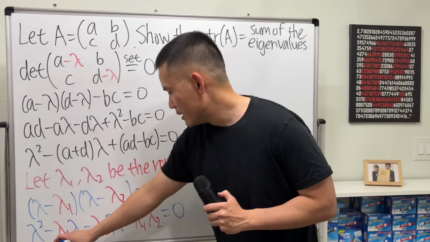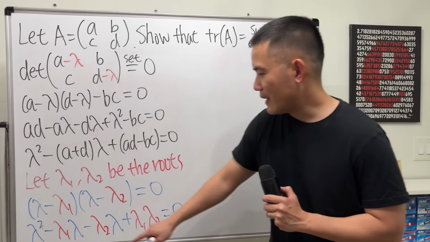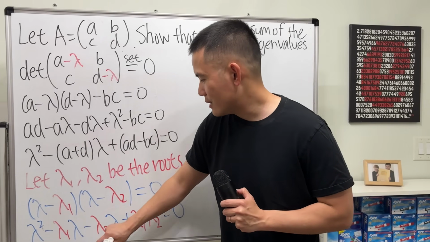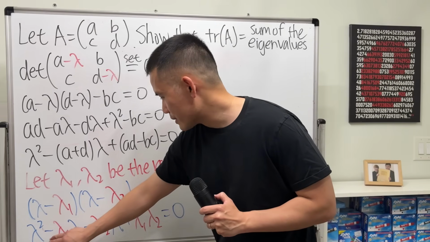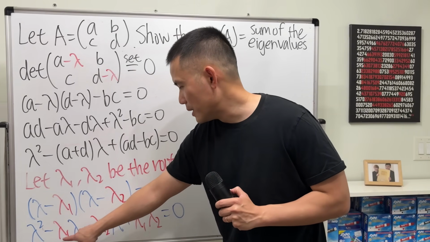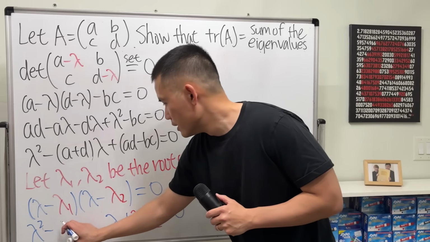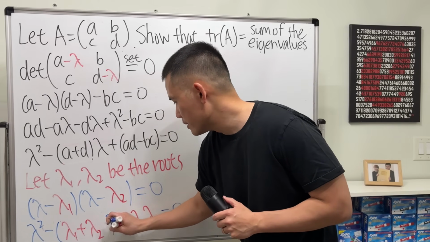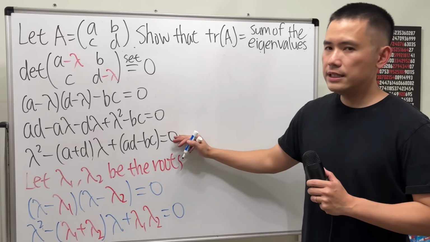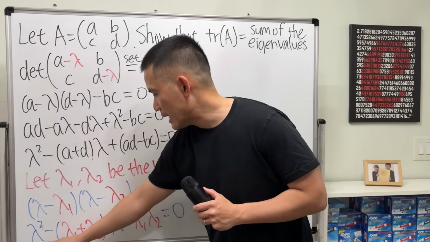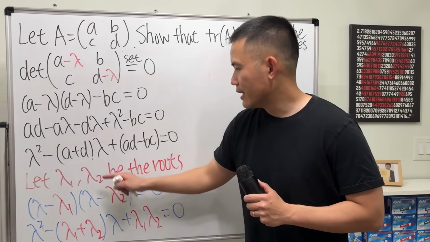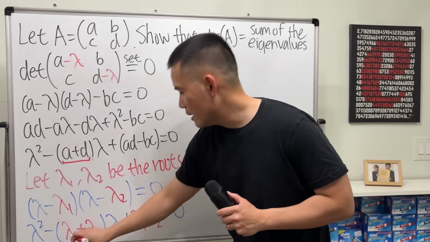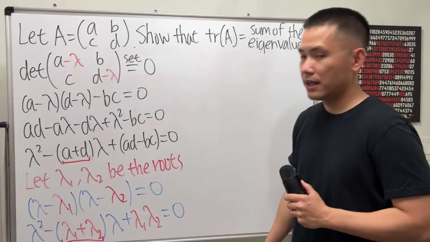And notice this right here, we can factor out the lambda and then put that in this form. So I'm going to factor out the negative, and then it will be lambda 1 plus lambda 2. So here we will have lambda 1 plus lambda 2. And now if you look at this equation, that equation, this and that match, this and that match, this and that match. So we must have A plus D being equal to lambda 1 plus lambda 2.